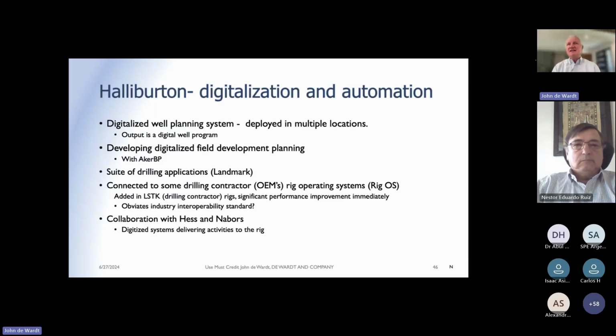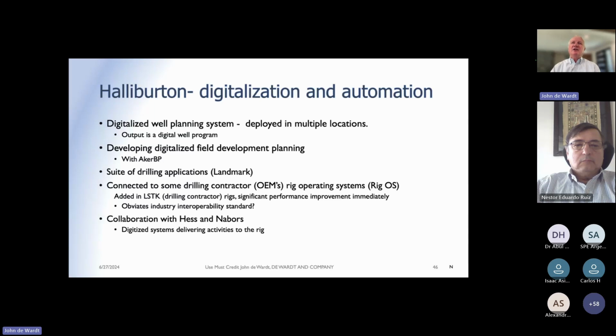And then I have to ask is, is what they're accomplishing with their systems, their apps, and Nabors rig operating system obviating an industry interoperability standard? Or are there still pieces missing in the system that an interoperability standard can bring to it, such as micro drilling states and things like this?